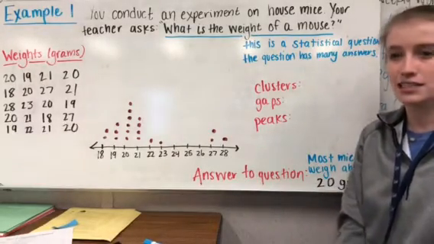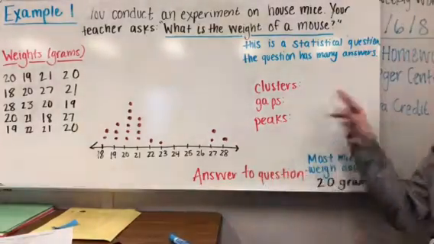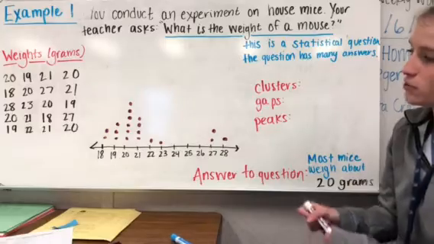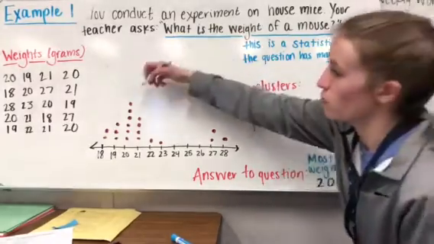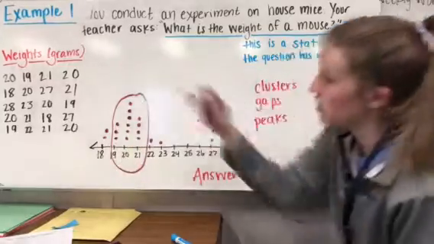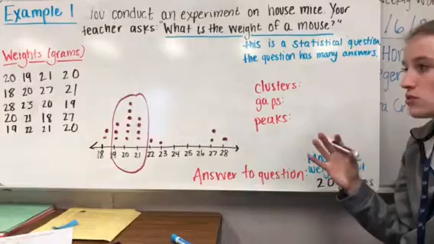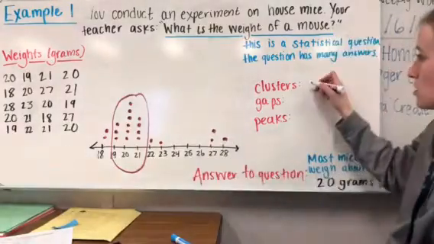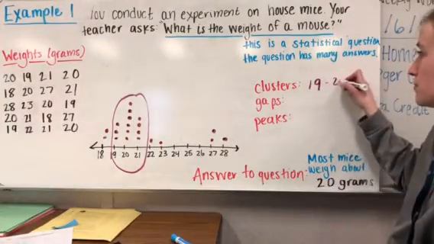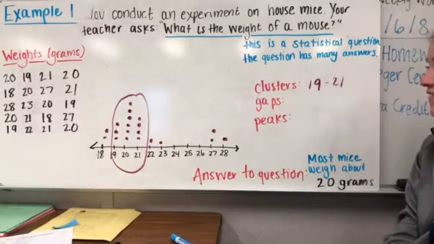Now let's analyze the data that we displayed in the dot plot. Let's first talk about clusters. We can see right here, clusters are when we have 3 or more data points. This chunk right here, we see that we have a cluster there. A lot of our data points are clustered about these values. Our clusters are 19 through 21 then.